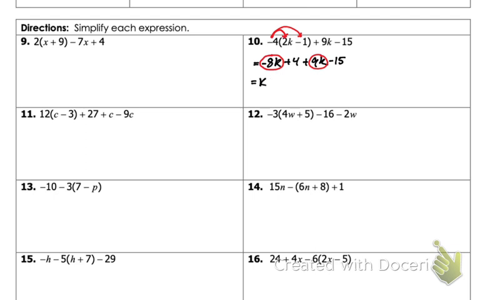Then we have 4 minus 15, which should be a negative 11. And that would be our fully simplified form. Does that make sense? Okay, any other questions?